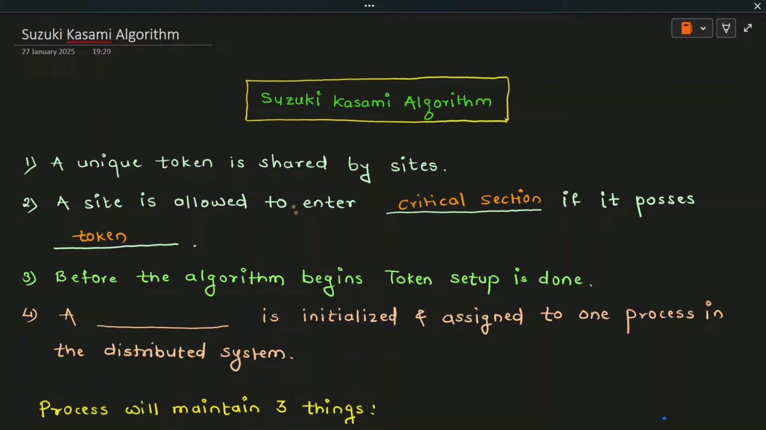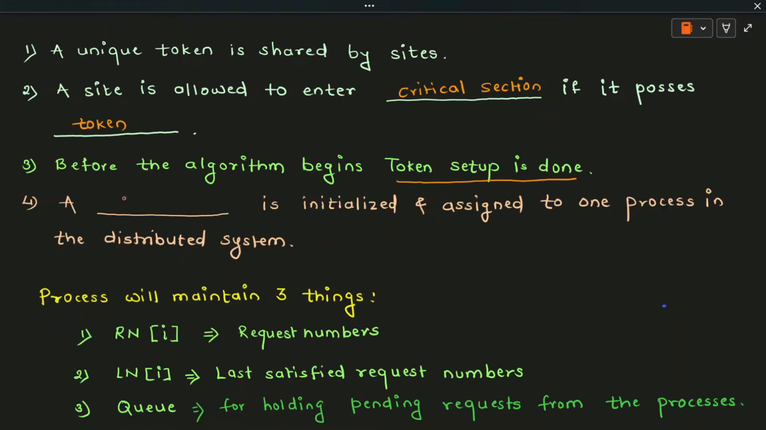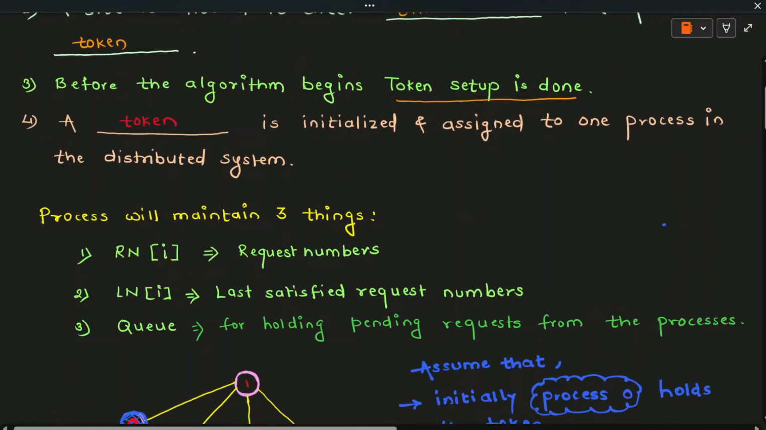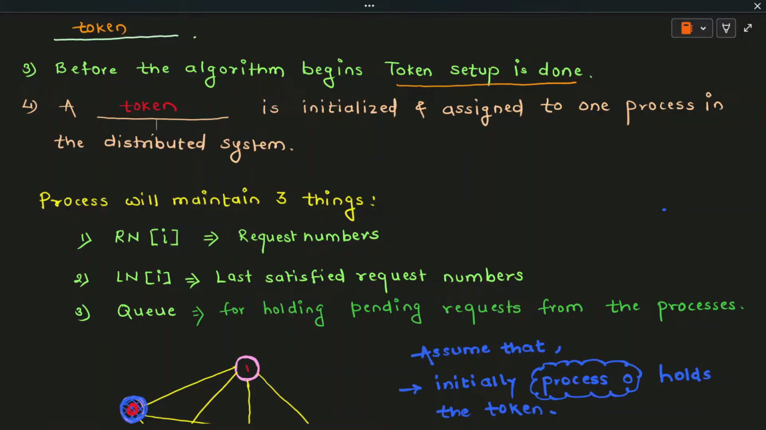Before the algorithm begins, token setup is done. A token is initialized and assigned to one process in the distributed system. The process will maintain three things. First thing is going to be the request numbers array. Second thing is going to be the last satisfied request numbers, and third is the queue. That queue is used for holding the pending requests from the processes.